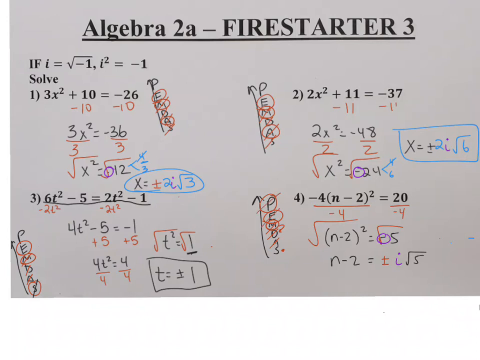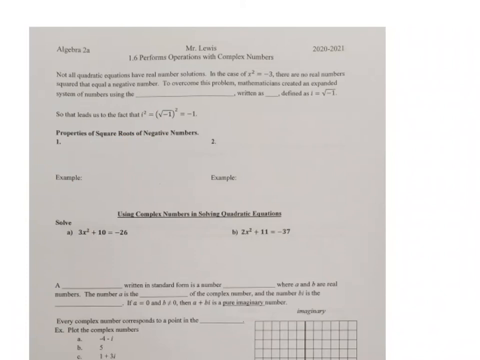Now look, our parentheses are finally gone. After our exponent is gone, I can finally get rid of that subtraction by addition. So I have n equals 2 plus or minus I radical 5. And that's it. Done. I'm going to go really quick here because I already went over this in class.